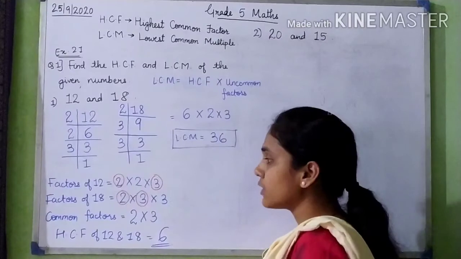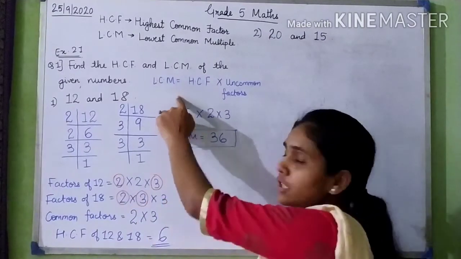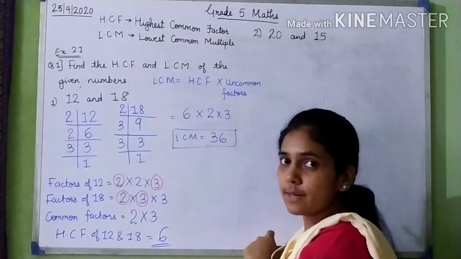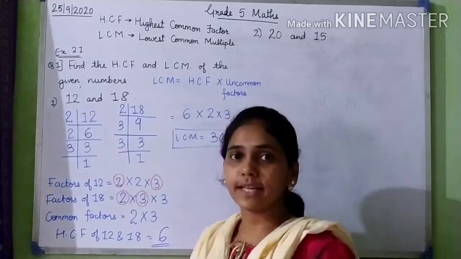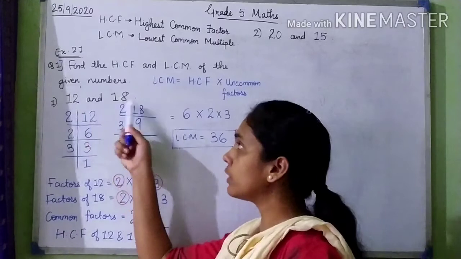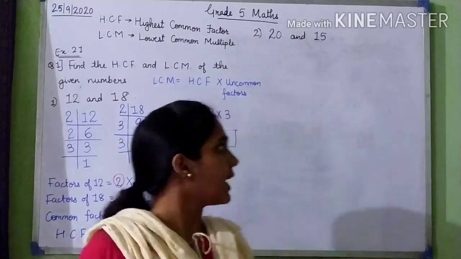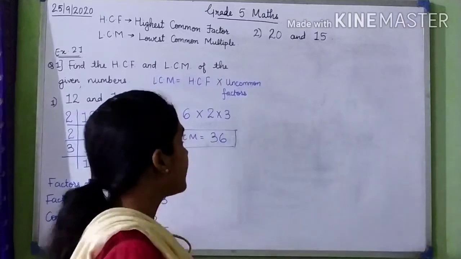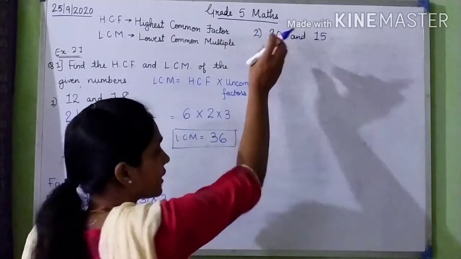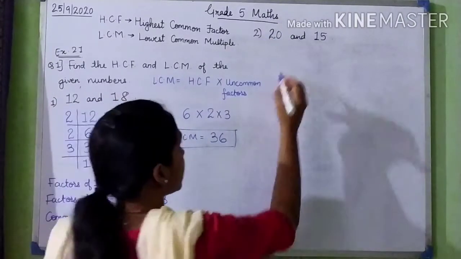So in this way, once we get the HCF, by using this formula we find the LCM of the given two numbers. This is the way we find the HCF and LCM of two given numbers. Now we go to the second sum. The numbers given to us are 20 and 50. First we find the factors of the first number, 20.